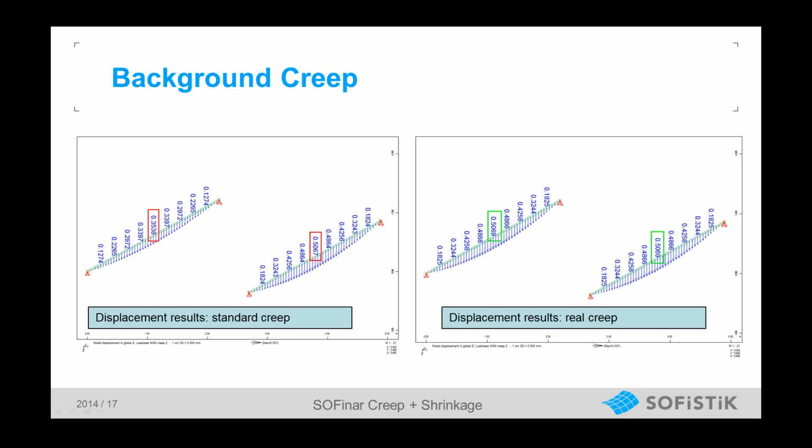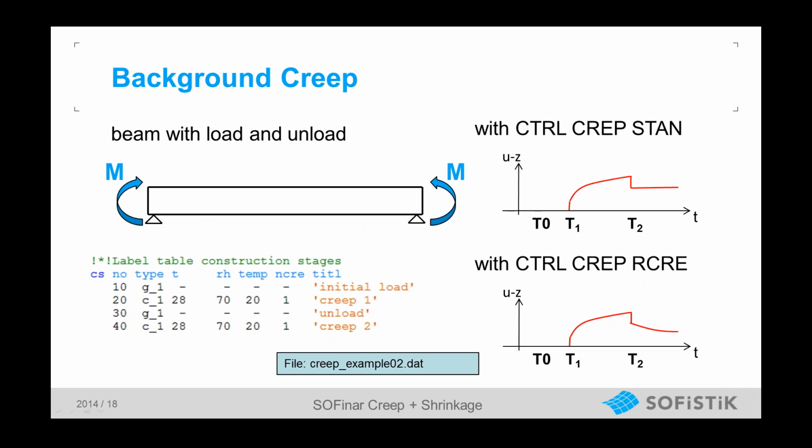Doing exactly the same with the real creep, you see that the results are matching perfectly. The difference is that on the right hand side, the displacement is evaluated by just 1 creep step, and for group number 1 the displacement is evaluated by 2 creep steps in this case. The final results are exactly the same.